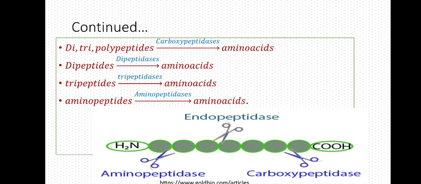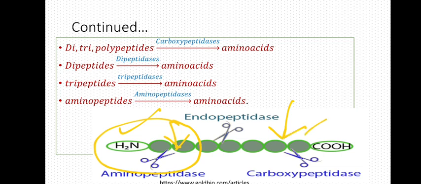So here you can see, amino peptidases cleave this particular bond. Wherever there is an amino group, that will be broken by amino peptidase. Okay, and if it is a terminal one, carboxypeptidases can cleave them, so they can separate them. So these will be separated as individual amino acids.